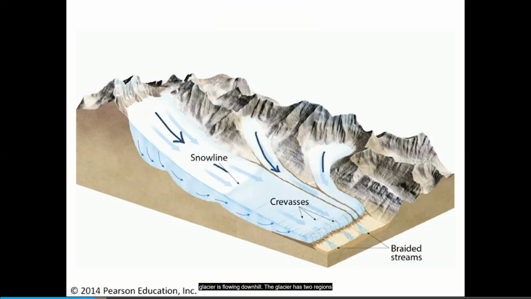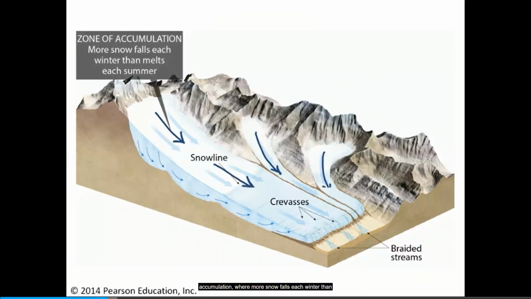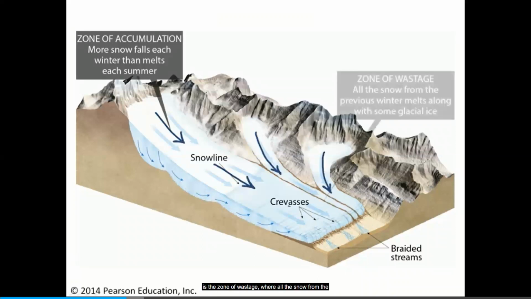The glacier has two regions that we need to pay attention to. Uphill is the zone of accumulation where more snow falls each winter than melts off each summer. At the bottom end of the glacier is the zone of wastage, where all the snow from the previous winter melts, as well as some of the glacial ice itself.